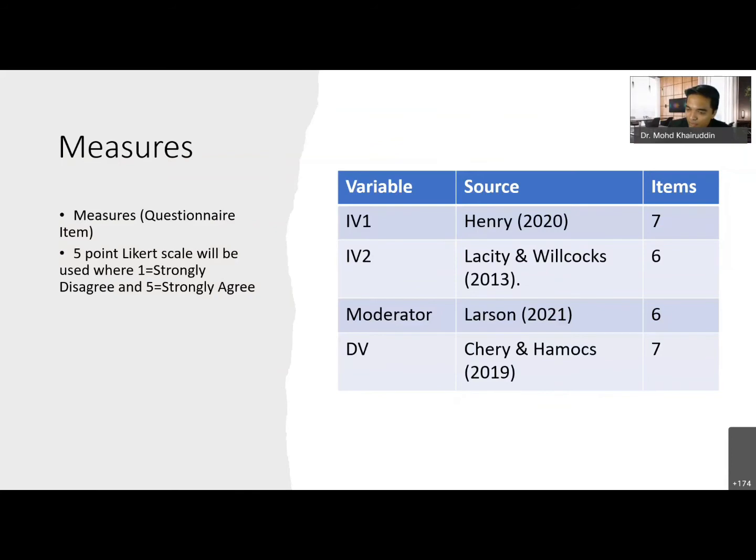Again, we have to complete the questionnaire design at the very first place before we can proceed with the proposal defense. And now, how to show the questionnaire design. There are so many ways on how to show the questionnaire design. So we put a measurement like this: 5-point Likert scale will be used where 1 is strongly disagree and 5 is strongly agree. This one is a very common thing. And this is the way of presenting the questionnaire design.